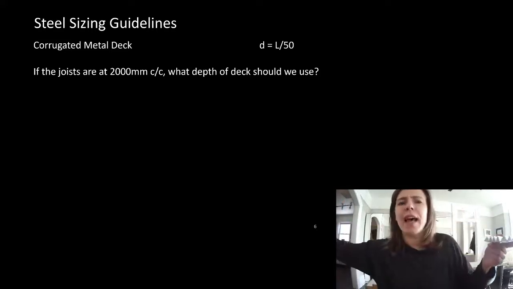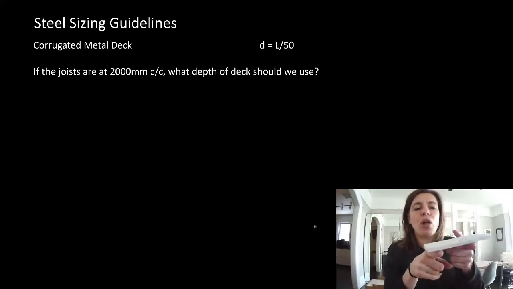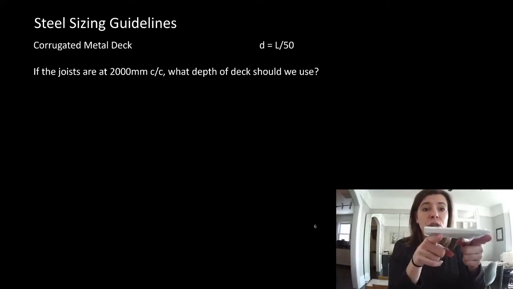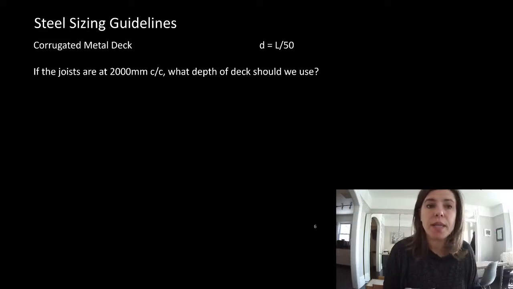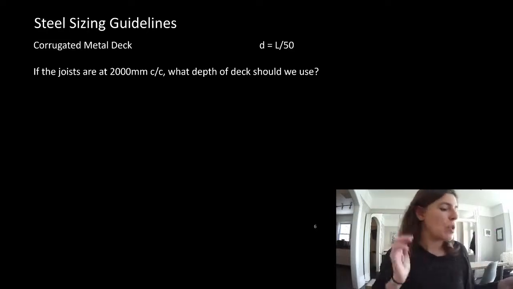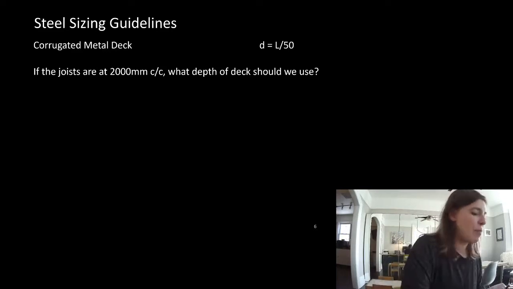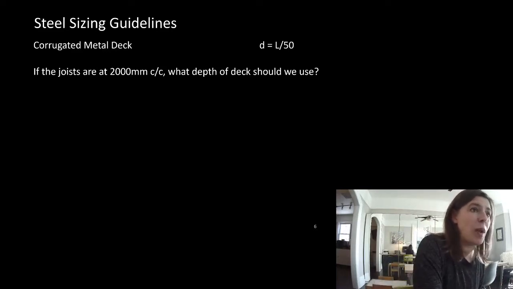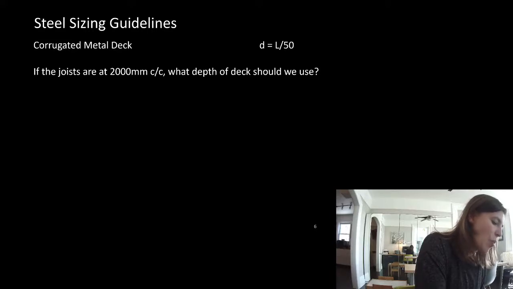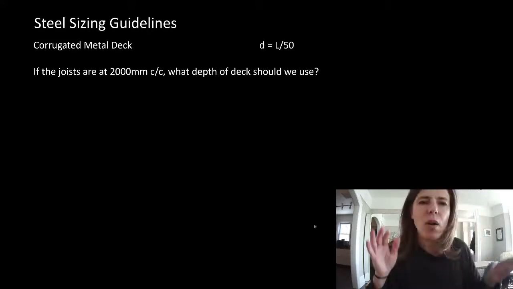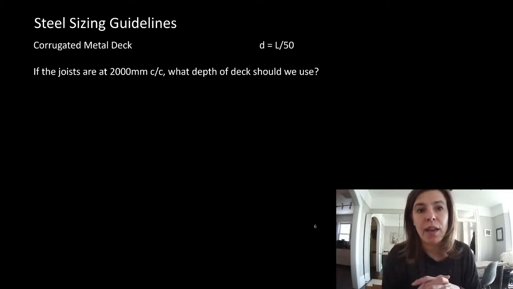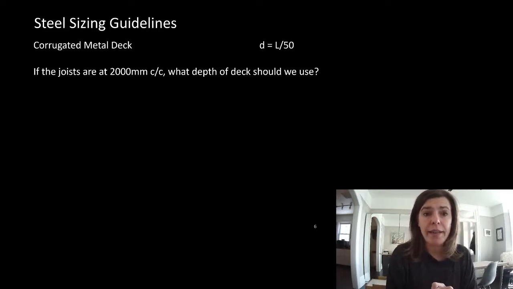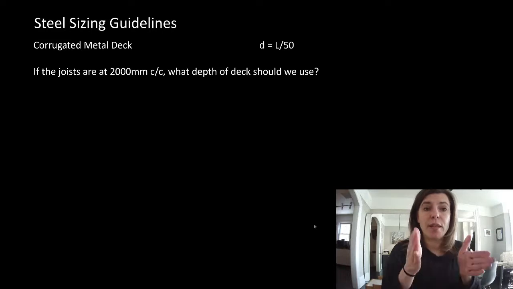This sheet of deck is, you know, 10 meters long, but every 2 meters there's something holding it up, or our joists. Now it might be joists, it might be purlins, and here we're talking about open web steel joists. I'm in fact going to change that on slide 6 to say open web steel joists or purlins, because I don't want you to get locked into your head that the only thing that can hold up corrugated metal deck is open web steel joists. It can be joists or purlins.